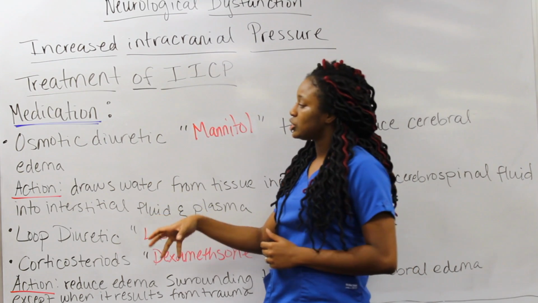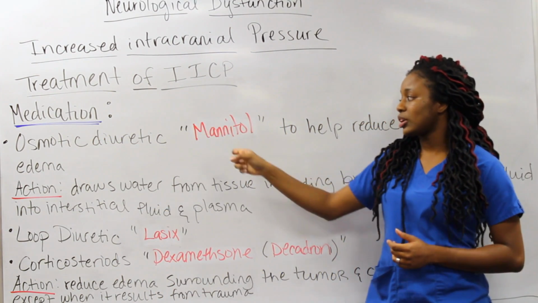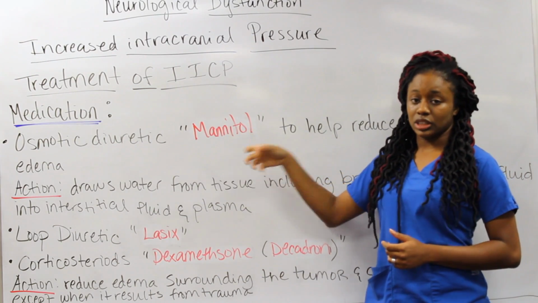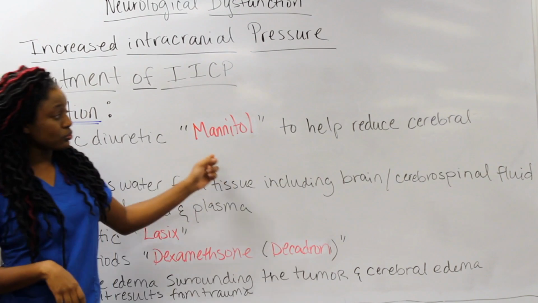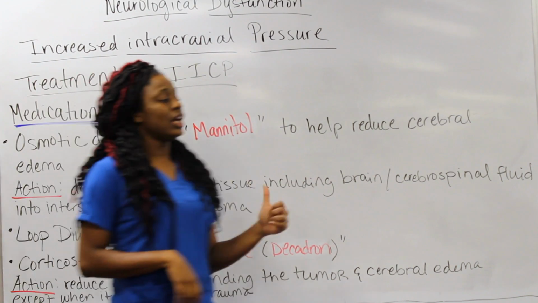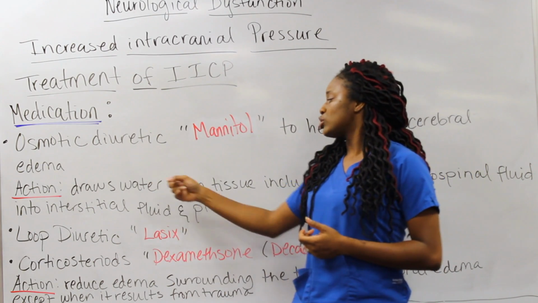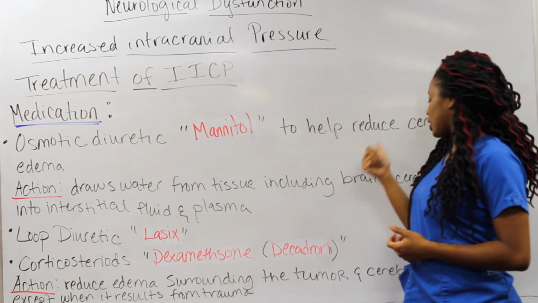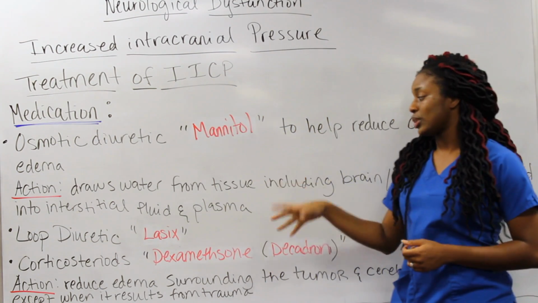But some of the medication is osmotic diuretics, and pretty much the only osmotic diuretic is mannitol. That's the only one in that class, right? So mannitol is used to help reduce the cerebral edema, right? And you want to know why? Well, the action is it draws water from the tissues, including the brain and the cerebral spinal fluid, into the interstitial fluid and the plasma.